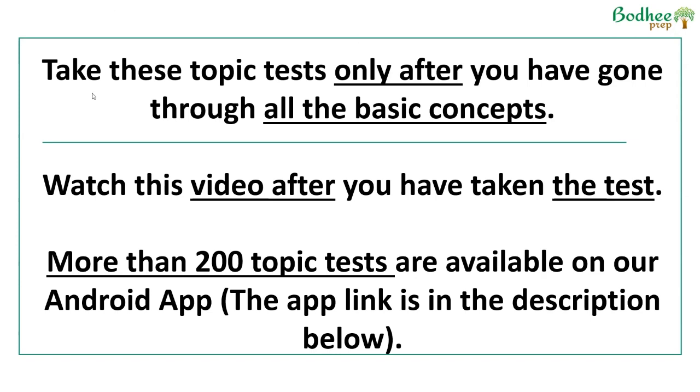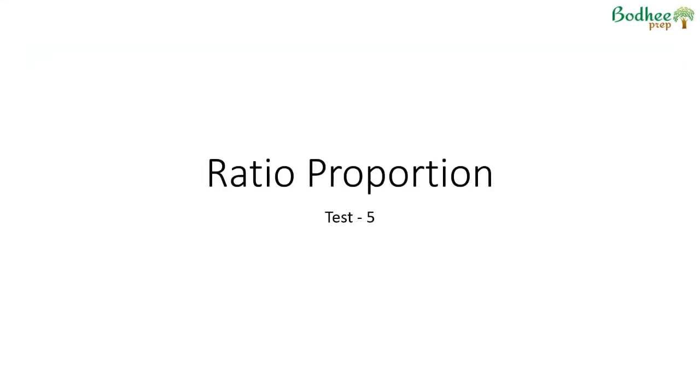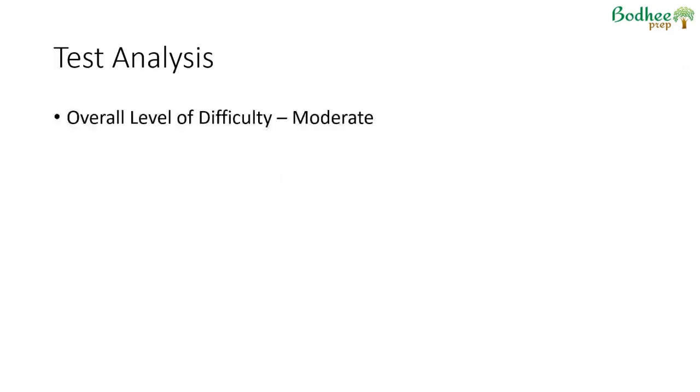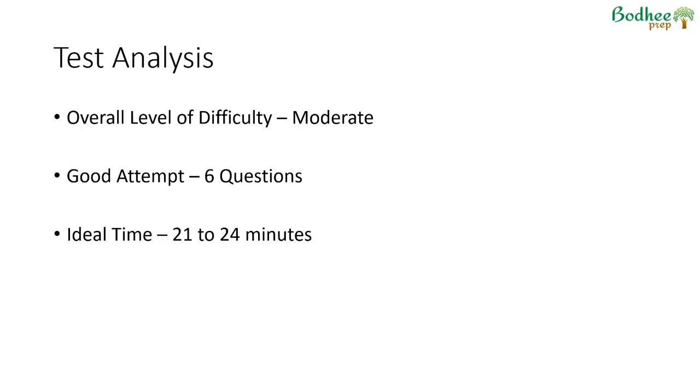This specific video is about the topic ratio and proportion, and the specific test is test number 5, as mentioned in the app. Overall, this test was a moderate level of difficulty test. A good attempt would have been net 6 questions correct out of 10. And if you're attempting all questions, or at least trying to attempt all questions, some time will be wasted on questions that we may not be able to solve or we get wrong. But I think overall about 21 to 24 minutes will be required to make a decent attempt. Net 6 questions correct is what we're looking at for a 95 odd percentile.